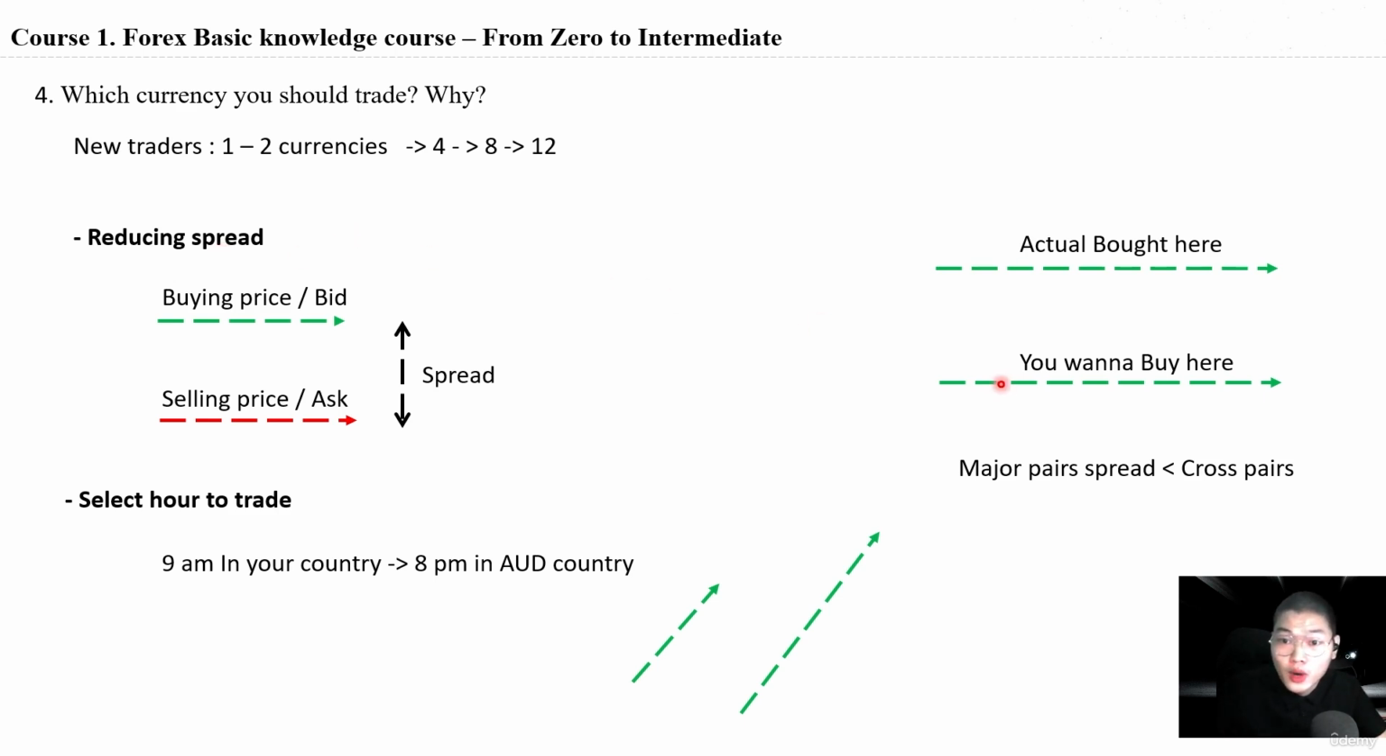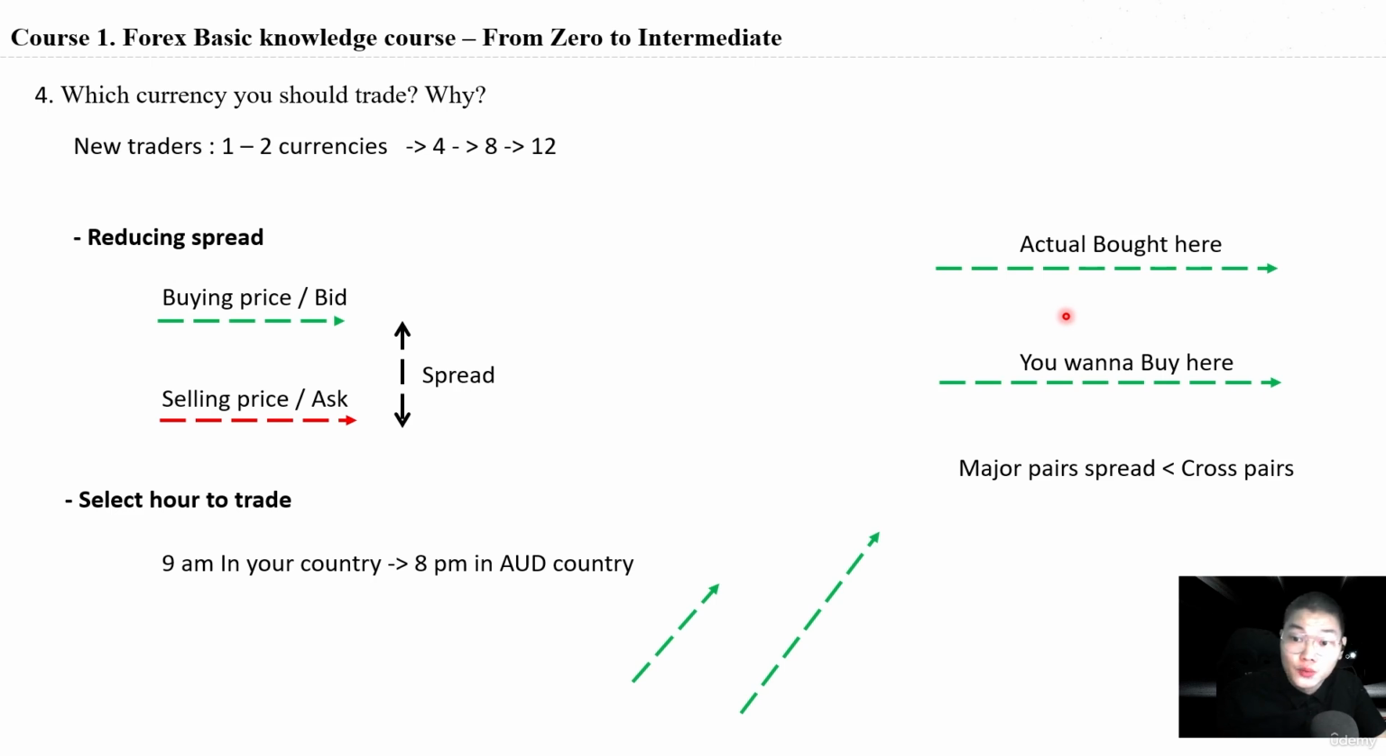For example, you want to buy at this level, but actually due to the spread, the market enters the trade at this level. It means that your profit will be reduced by a deviation equal to the spread. Therefore, it is very important to know about spread. In some cases, due to this deviation, the trade can lose even though the forex forecast is still true.